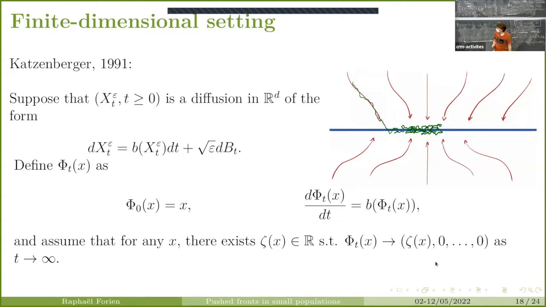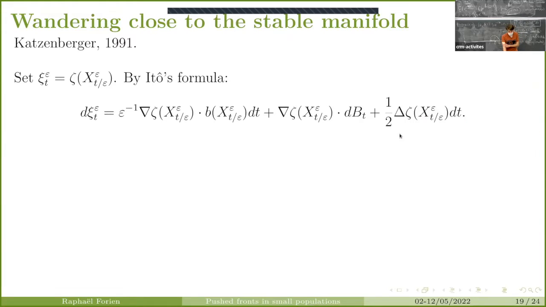So if you start somewhere around there, what you expect x epsilon of t to do is to roughly follow the flow of the deterministic equation until it reaches the stable manifold. And then it should stay in the neighborhood of this stable manifold. And if you wait long enough, it will move a bit around along the manifold. And you can hope to describe how it will move along the manifold.